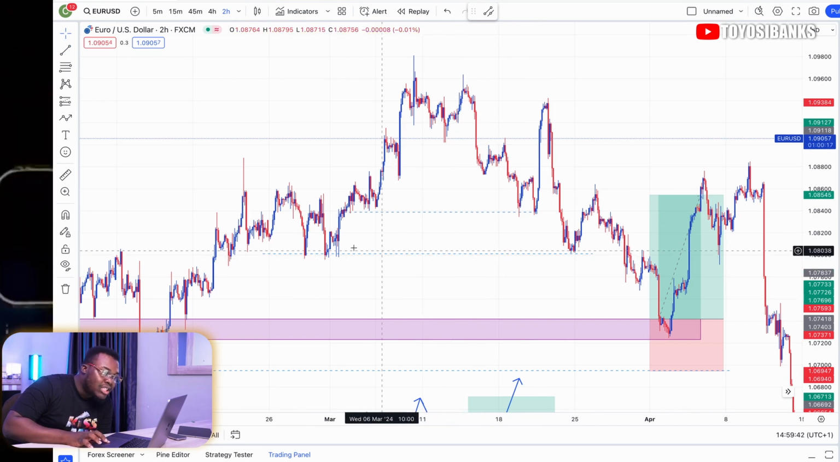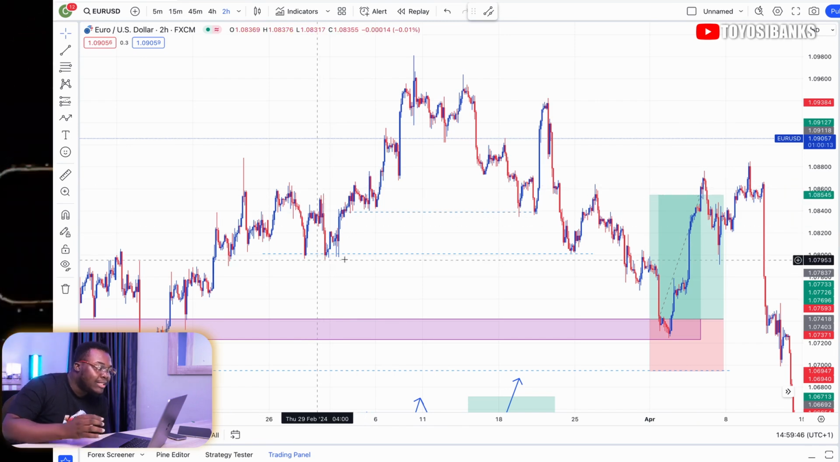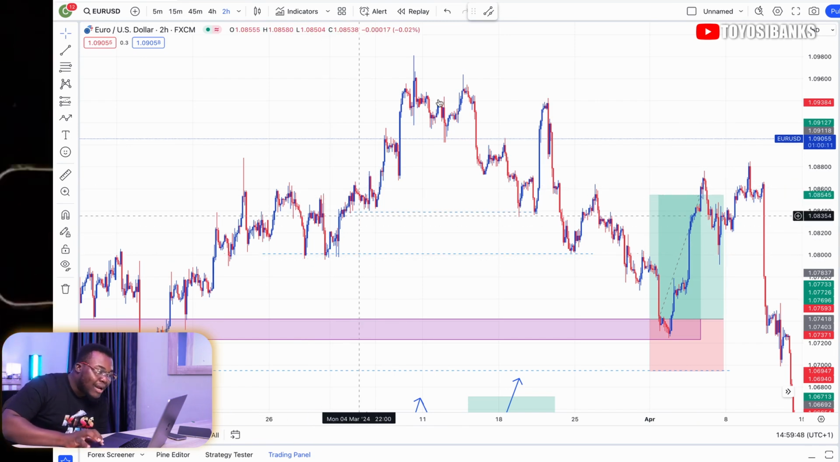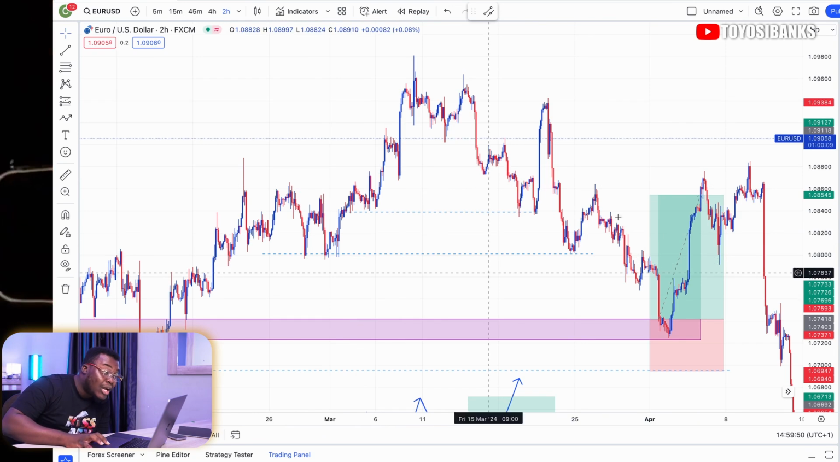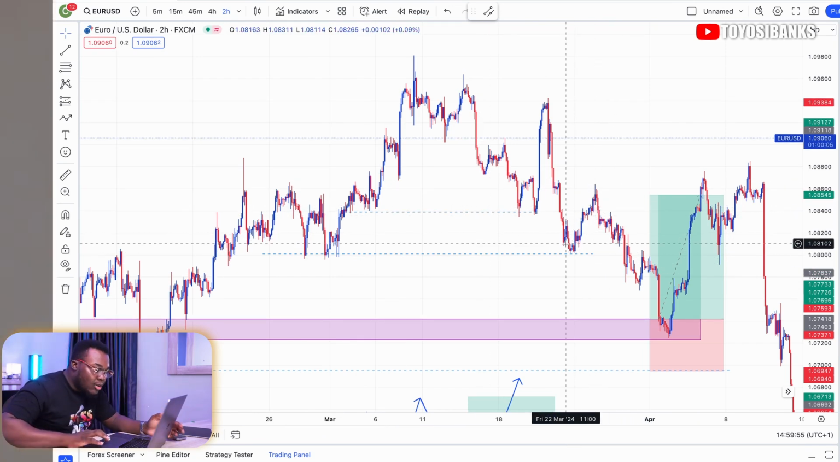Despite the fact that all of these areas actually broke structure, and bear in mind, this is a 2-hour time frame, all of these areas already broke structure. So you're expecting the market to return back into these areas and actually buy. It will return back there and buy, but the buys are actually fake outs. Right? Look at what happened here.